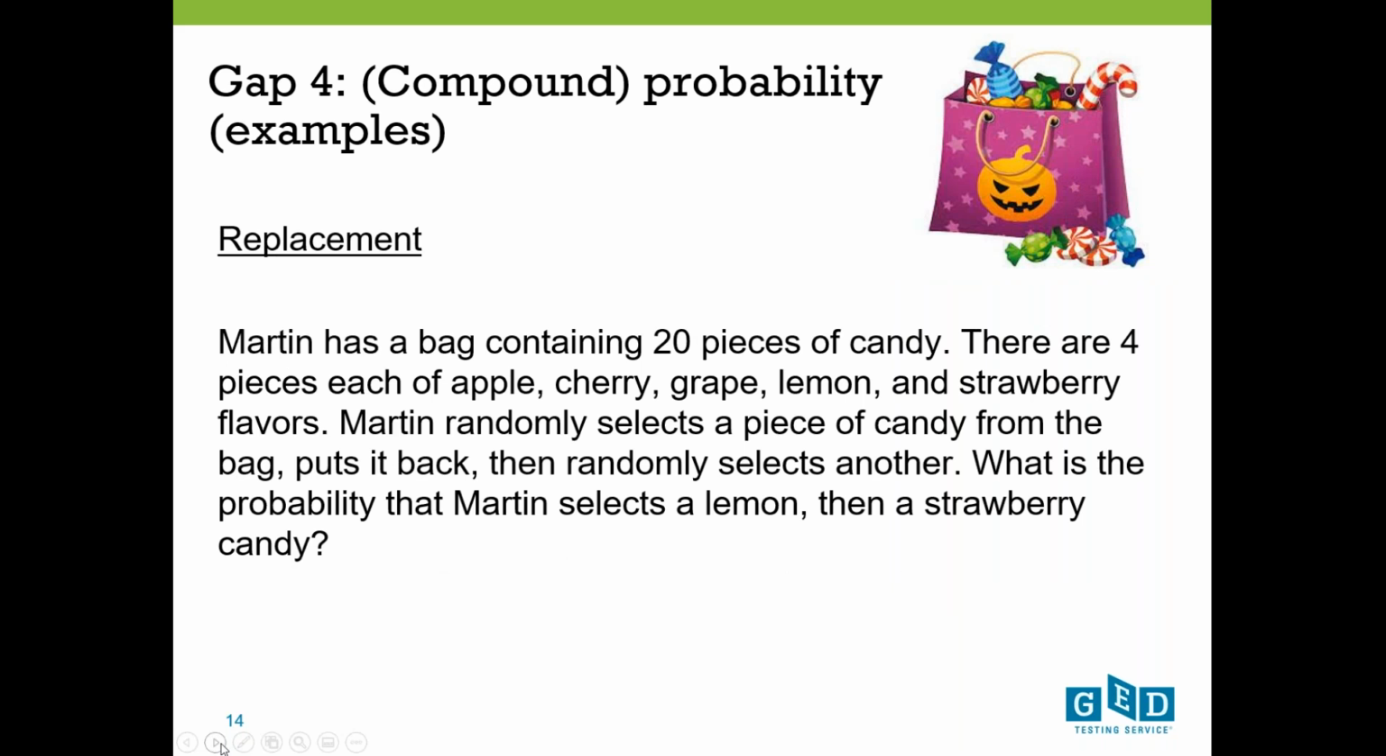Okay, I'm not going to read this, but I will call out the third sentence. Martin randomly selects a piece of candy from the bag, puts it back, then randomly selects another. This is an item dealing with replacement, in which the probability is calculated out of that total of 20 each time, and again is multiplied. Next one, please, Susan.